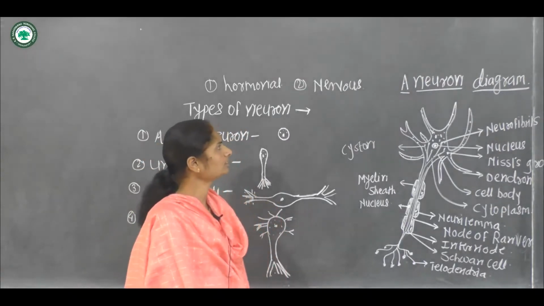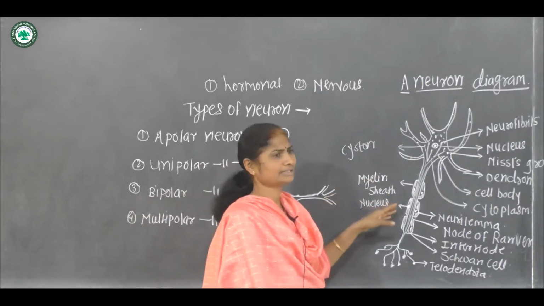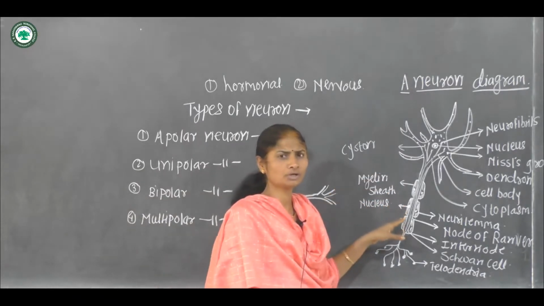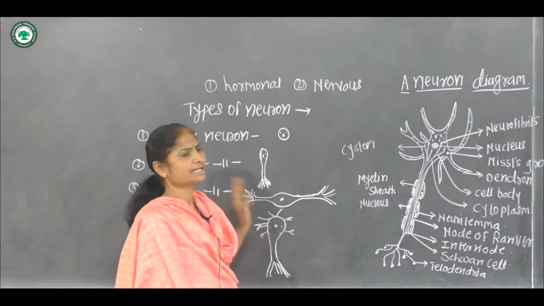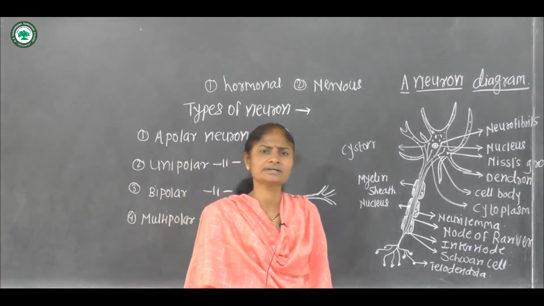This is all about the neuron, the structural unit of the nervous system, and the types of neurons. The remaining part will be discussed in the next video.